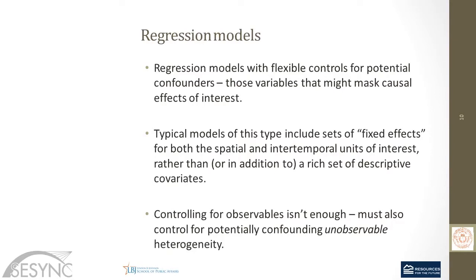But when I'm talking about the simple, straightforward regression models, usually what I mean is I'm going to take a model and regress some dependent variable on a set of independent variables, but I'm going to control as flexibly as possible for potential confounding variation that could come in and contaminate or bias my estimates of the effect of interest.